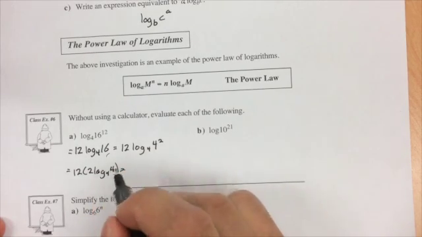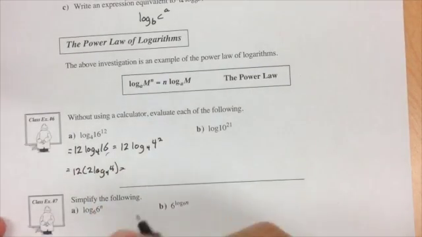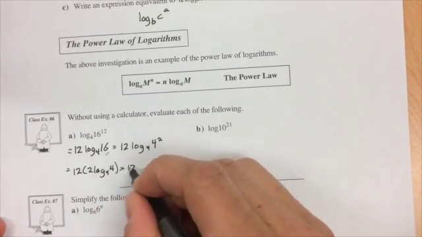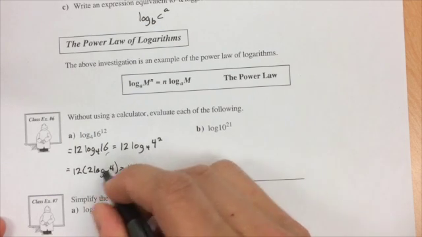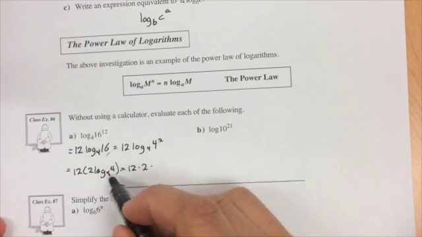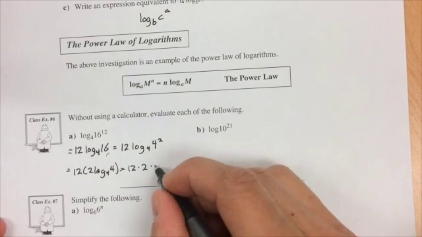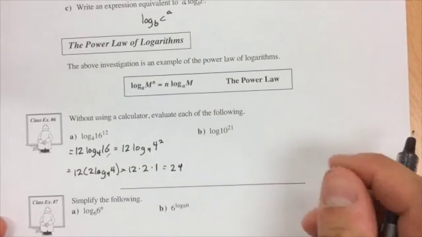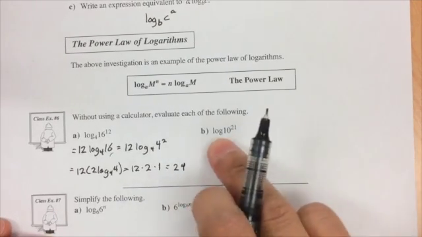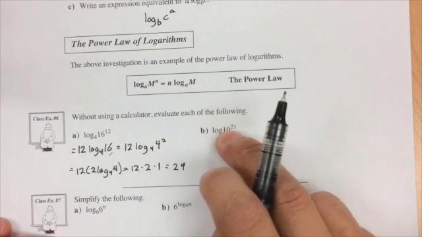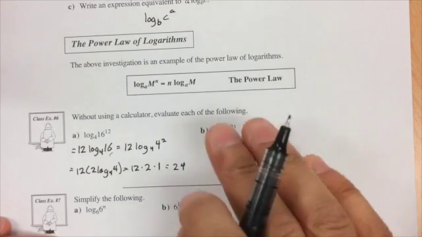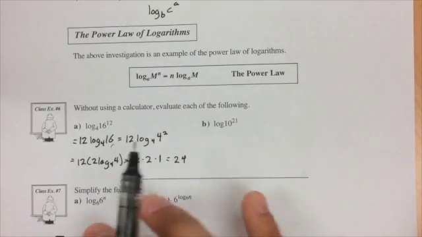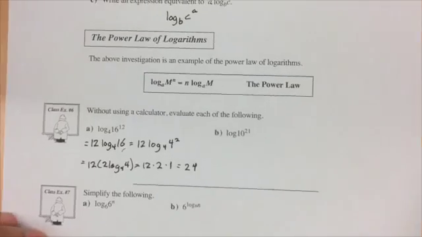Now, this is not the only way to do this. We can use another method as well, but basically I can solve from here pretty easily, because this can become 12 times 2 times log 4 of 4, which is just equal to 1. And so the answer is going to be 24. And we'll use the exact same process down here. Then we want to simplify the following, and I think these are examples that you guys can handle on your own.